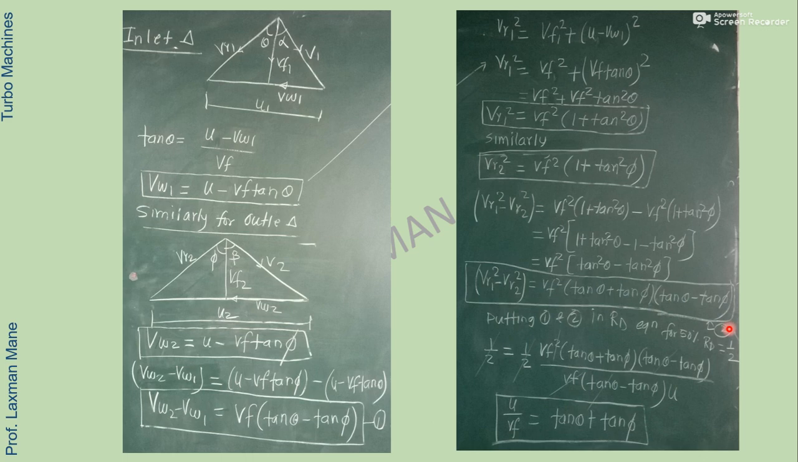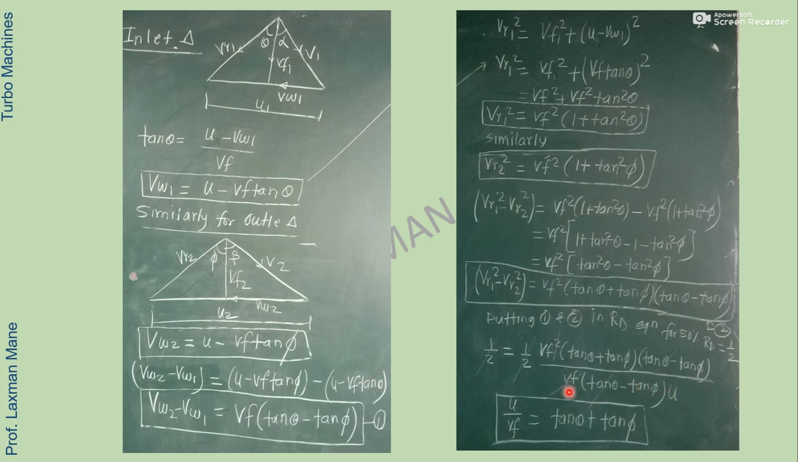Now this is equation number 2. Equation number 1 means Vw2 minus Vw1, and equation number 2, we can put both these equations in the equation of degree of reaction, and there we use 50% degree of reaction, means 0.5, means 1 by 2. So left side 1 by 2 comes, here 1 by 2 v up square tan theta plus tan phi, tan theta minus tan phi divided by v up bracket tan theta minus tan phi into u.